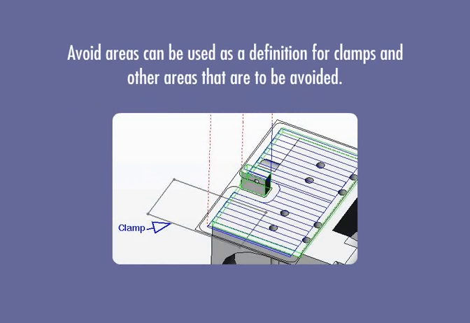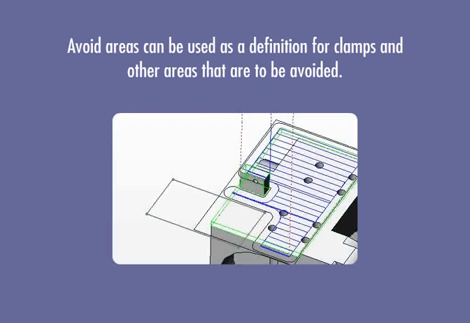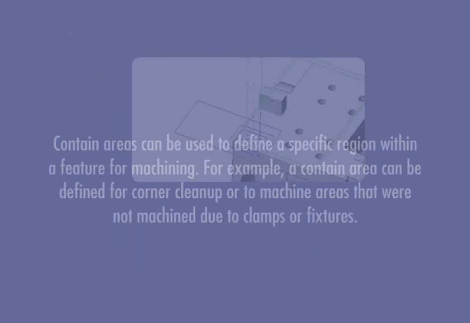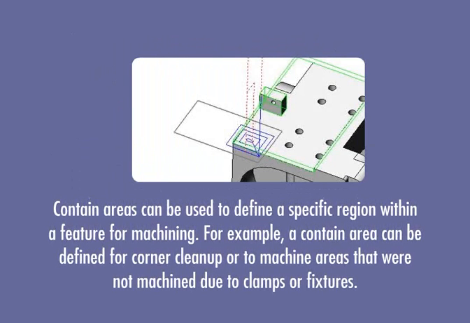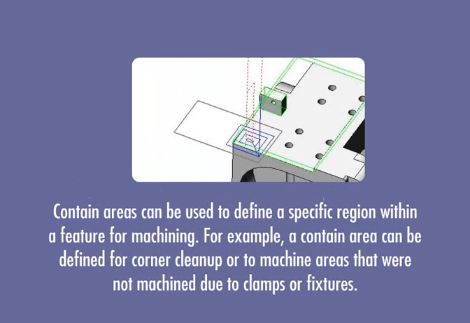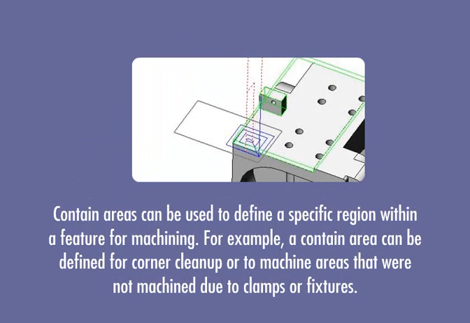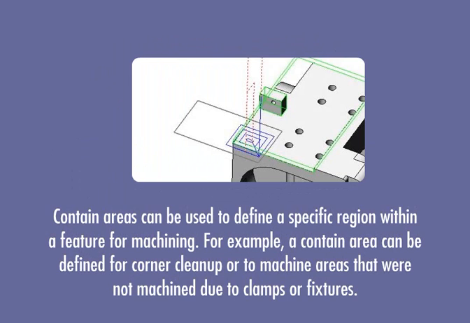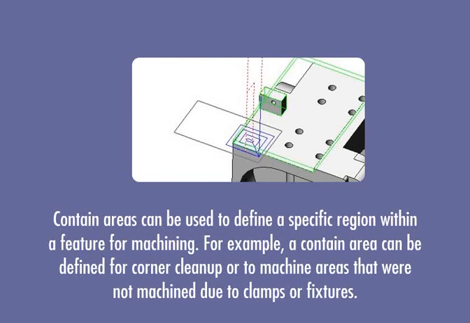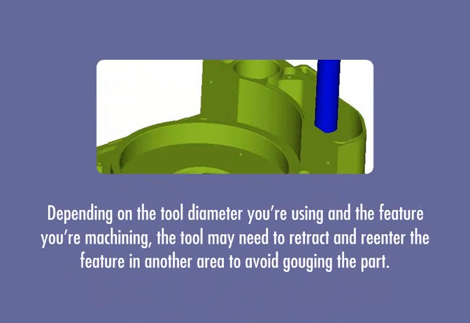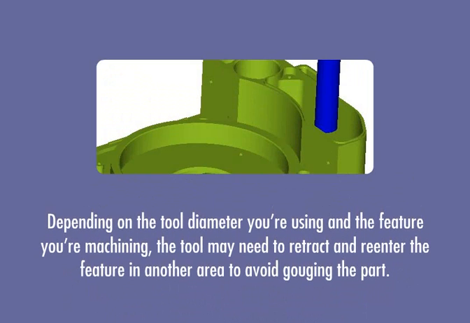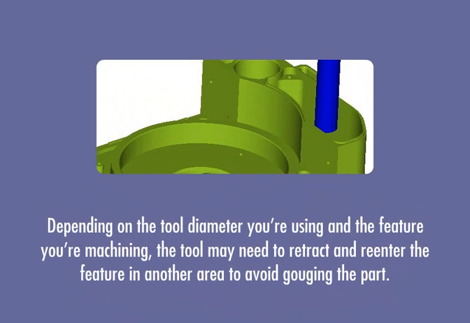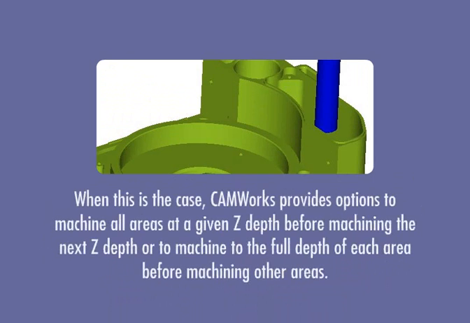Avoid areas can be used as a definition for clamps and other areas that are to be avoided. Contain areas can be used to define a specific region within a feature for machining. For example, a contain area can be defined for corner cleanup or to machine areas that were not machined due to clamps or fixtures. Depending on the tool diameter you're using and the feature you're machining, the tool may need to retract and re-enter the feature in another area to avoid gouging the part.